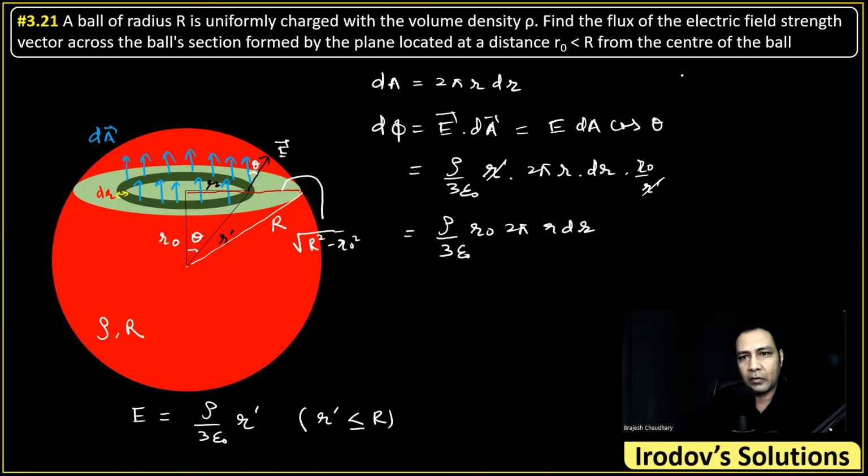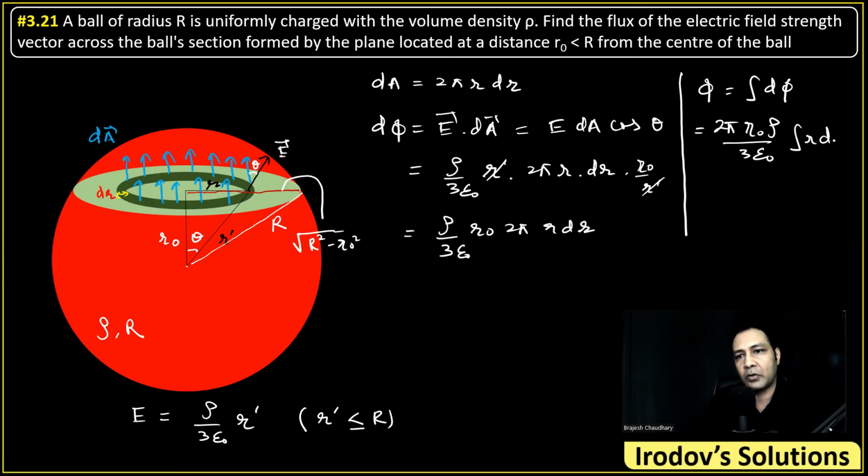Now I can find the total flux phi, which is the integration of d phi. Everything is fine, the only variable is r, so that integration is going to be 2 pi r naught rho by 3 epsilon naught, integral of r dr. Let me call this upper limit r max; the small r will vary from 0 to r max.